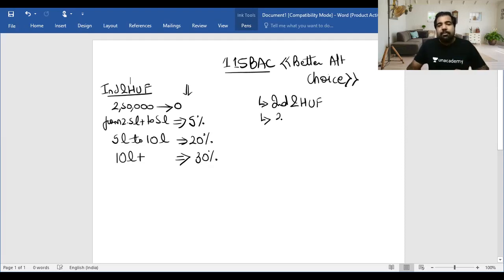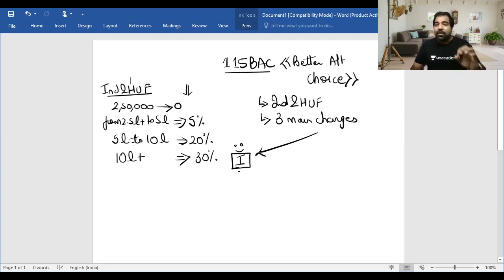Because guys, there are 3 main changes. Let's have a look. What's the first change? The first change, and a very good change, is something that will make individuals and HUFs really happy, like a smiley on the screen. It'll make you really happy because the slabs are now very, very uniform.